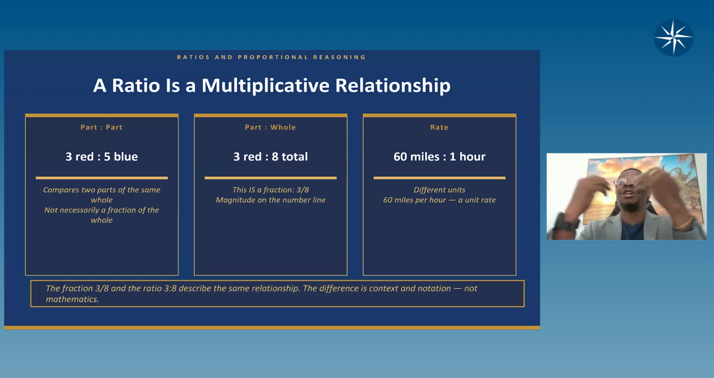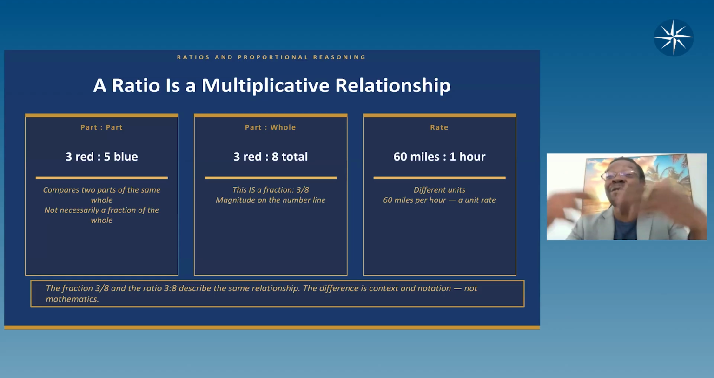A bag contains 3 red balls and 5 blue balls. What is the probability of selecting a red ball? Basic probabilities is built on this multiplicative reasoning here. 3, 8, and total again. So now this is a fraction because now we have a total, right? We have 3 red balls out of a total of 8. So now this can be represented as a fraction.